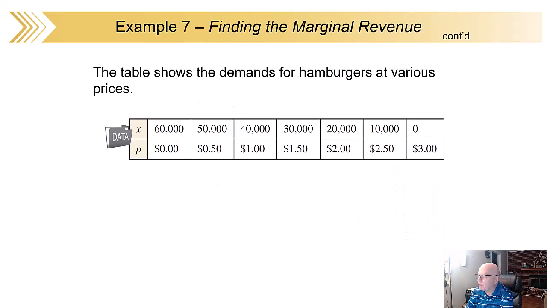If you put these into a table, you can see how this is working. With 60,000, if you want to sell 60,000 of these hamburgers, you're going to have to give them away. If you want to sell 50,000 of the hamburgers, charge 50 cents each. One more. If you want to sell 20,000 hamburgers, you'll have to charge $2 for each one. And if you charge $3, you can expect to sell 0.